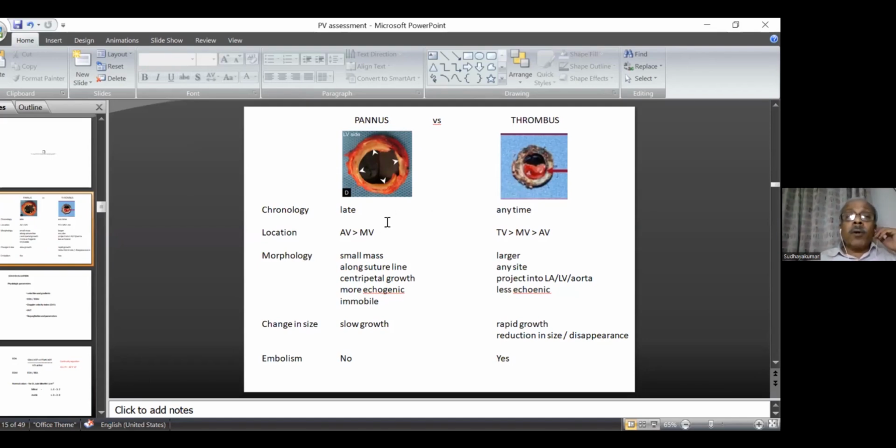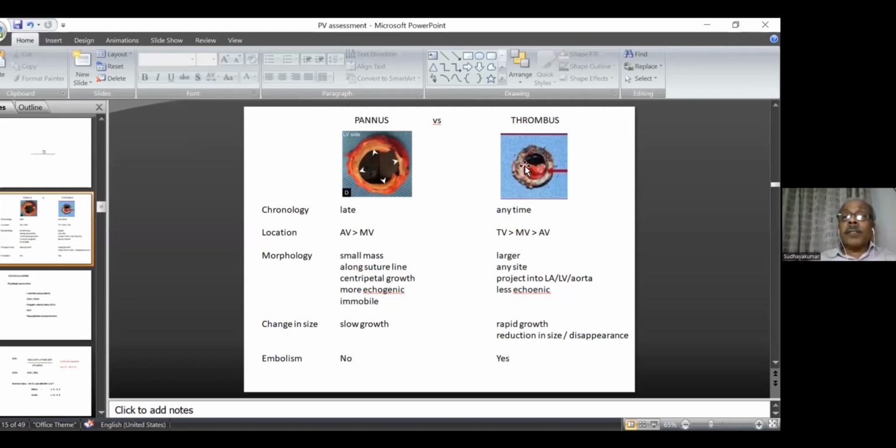Then location: pannus occurs more along the aortic valve because the annulus is relatively small and the velocity of flow is more, so damage to the sewing ring tissues, that material, everything is more. So pannus is more in the aortic valve compared to the mitral valve, whereas thrombosis is obviously more in a larger valve: tricuspid more than mitral, more than aortic. Pannus masses are relatively small and smooth along the suture line. They grow centrally, centripetally. They are more echogenic, immobile, and they don't disappear. They don't regress, but they can grow slowly.